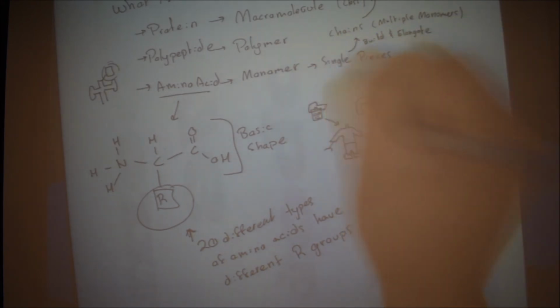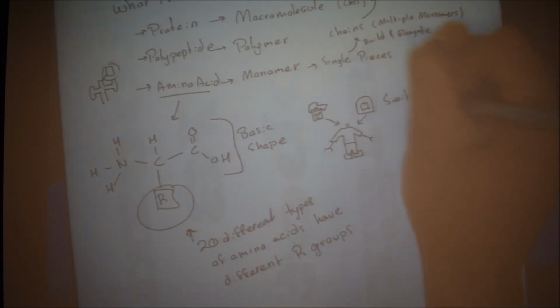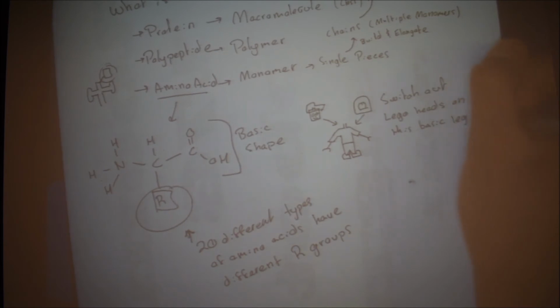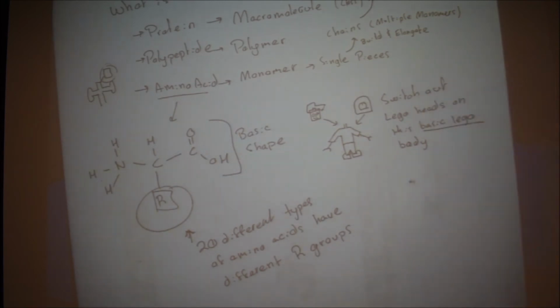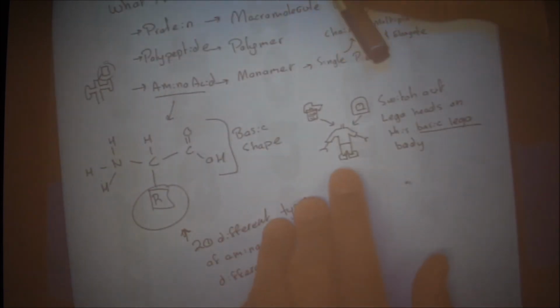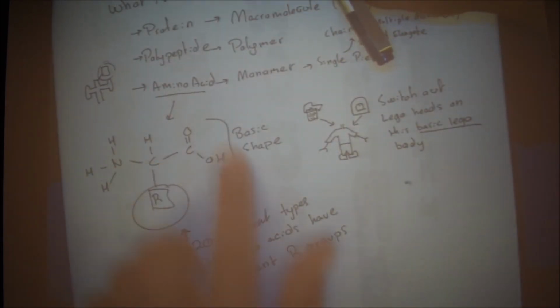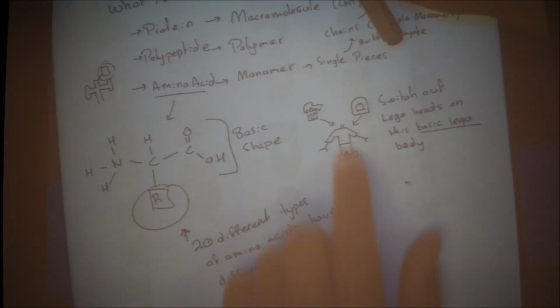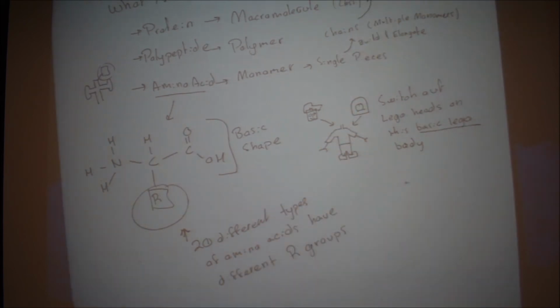Okay? So what you can do is switch out Lego heads on this basic Lego body. And what I mean by basic is this is what every Lego has. In the same way every Lego person has this body, every amino acid has this basic shape. The way you make amino acids different from each other is this repeating subgroup, this R group right here, which can be substituted out. And right here you have the heads that you can switch out with other things. Cool. All right, so we've gone over that.